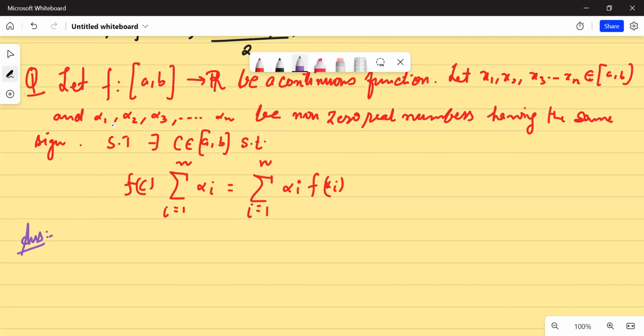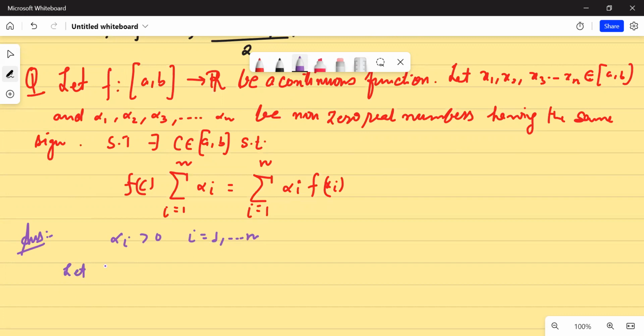एक काम करते हैं, ये अल्फा 1, अल्फा 2, अल्फा 3 क्या है, नॉन जीरो रियल नंबर्स हैं, सबके सेम साइन हैं। तो मान लेते हैं पॉजिटिव हैं, सबके सेम साइन हैं तो एक पॉजिटिव। So what does it imply? It implies that alpha i would be greater than zero for all i lying between 1 to n. Is that clear?